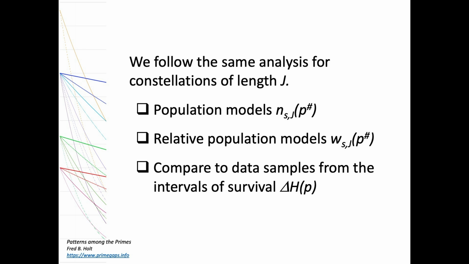So what we're going to do now is follow the same analysis for constellations of any length j. We'll first derive the population models. Those will still be super exponential. And so we will normalize those population models to get the relative population models. And then we'll compare those relative population models to data samples from the intervals of survival.